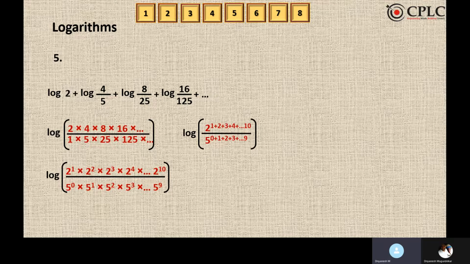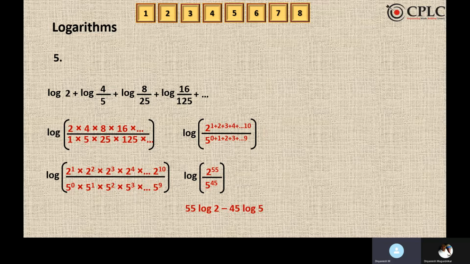So in the numerator, you will have 2 raised to 55 because 1 to 10 ka sum is 55. And in the denominator, you will have 0 to 9 ka sum, which is 45, which is 5 raised to 45. So you have now log of A upon B. It is in division, so it should be subtracted. That will be log of 2 raised to 55 minus log of 5 raised to 45. Use the power property, take the powers ahead. So it will be 55 log 2 minus 45 log 5.